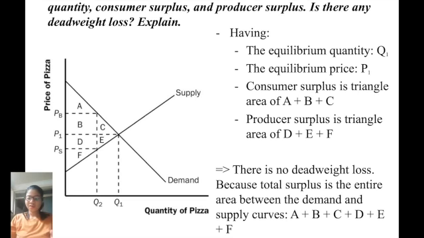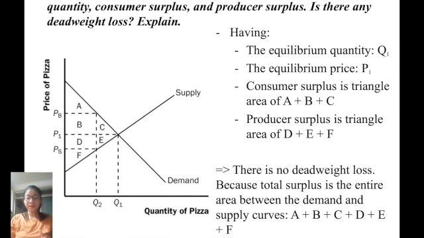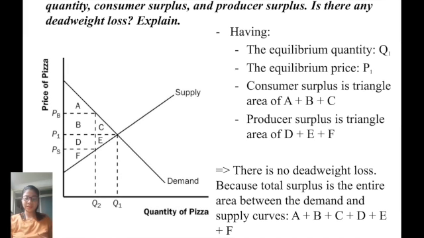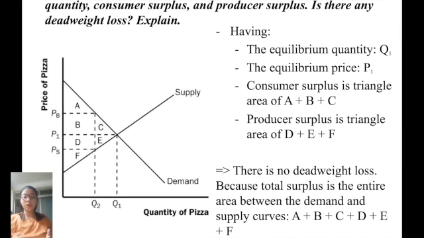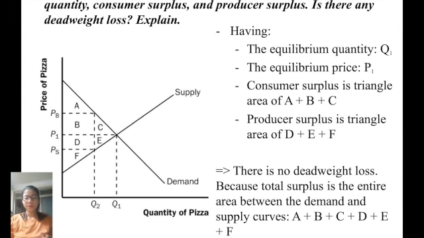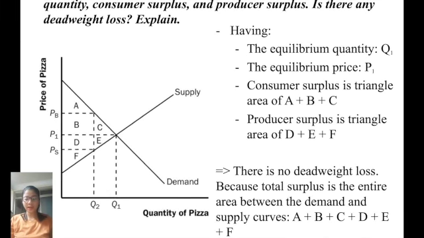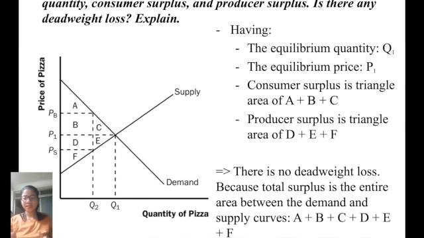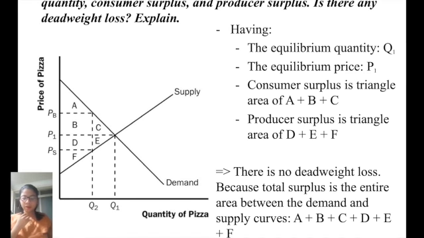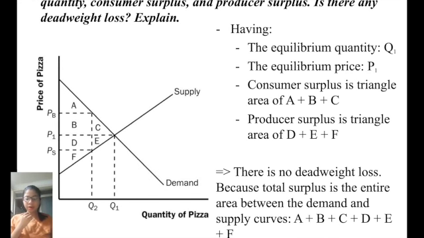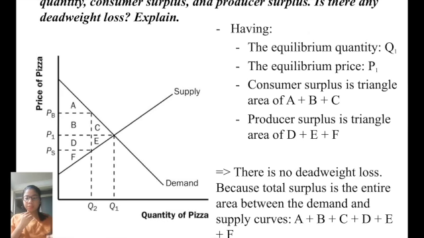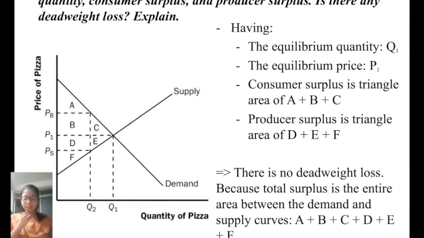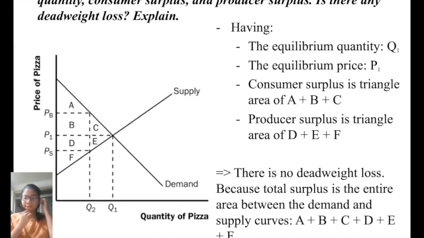Okay, now you can see in the figure, this figure illustrates the market for pizza. We have the equilibrium price P1. The equilibrium quantity is Q1. Consumer surplus is the area of A plus B plus C, and producer surplus is D plus E plus F.